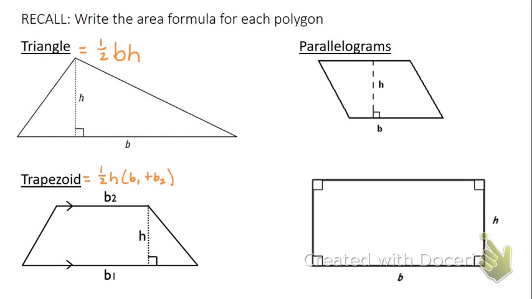So a trapezoid is 1/2 the height times base 1 plus base 2. And then a parallelogram, which is both a rectangle or a parallelogram, there is base times height. So B stands for base, and H stands for height. Yes, Corey.